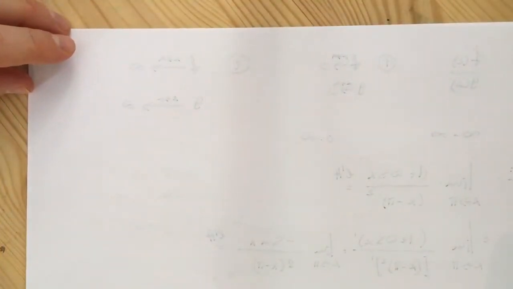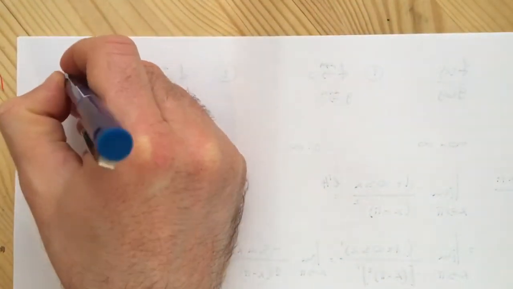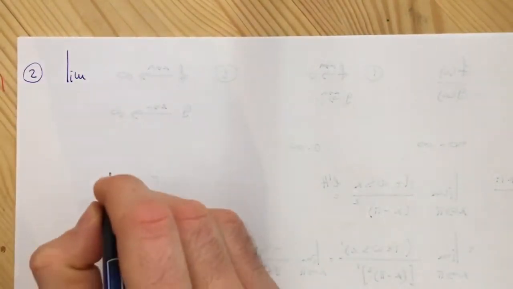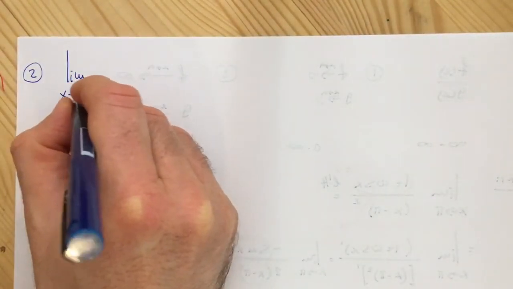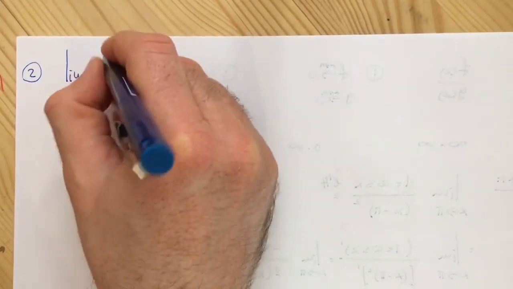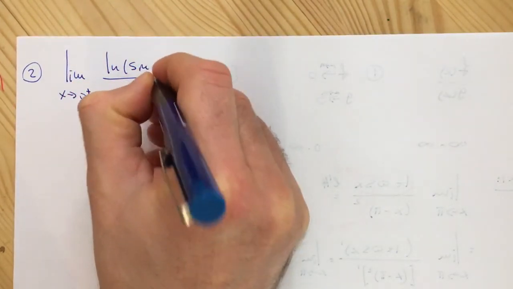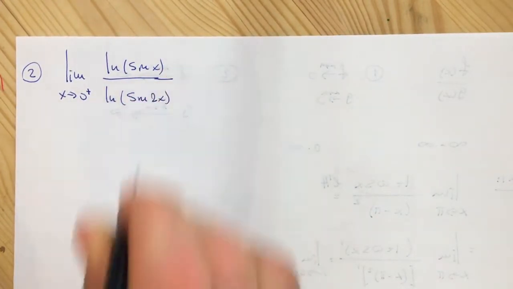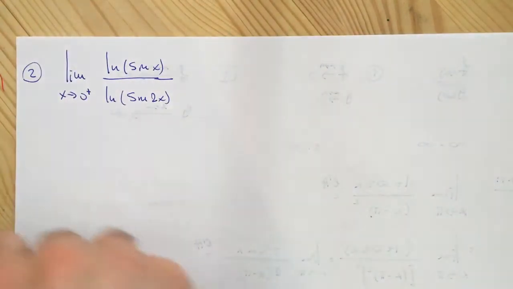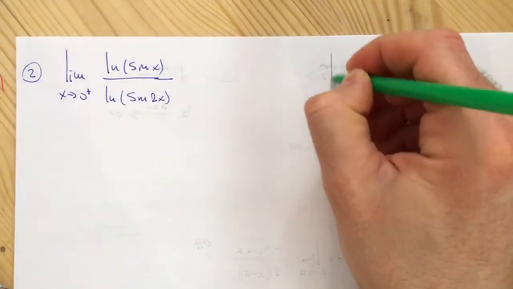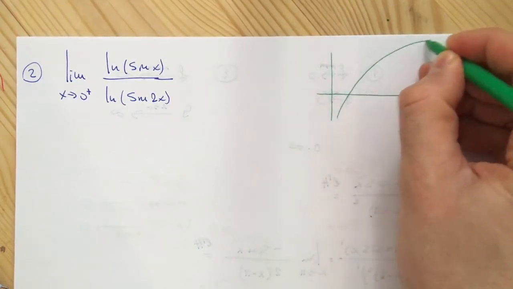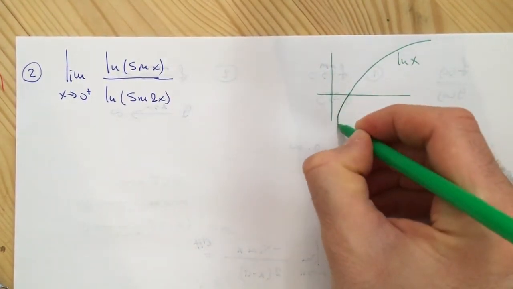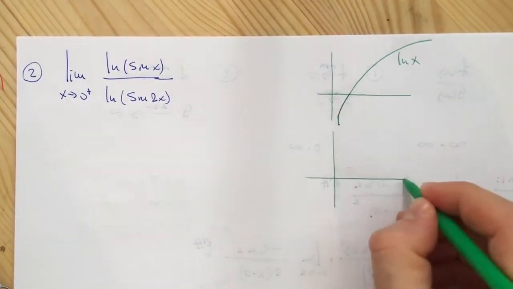Okay, now let's do another problem. The limit as x goes to 0 from the right of ln of sine of x over ln of sine of 2x. Okay, so here it's always a good idea to have in your mind the graphs of these functions. Okay, so this is ln of x and then sine of x.